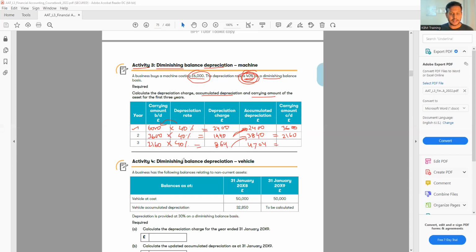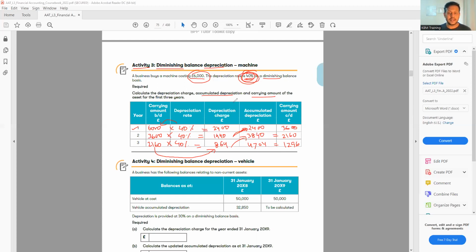And the carrying value, same thing: carrying value minus the depreciation gives us the carrying value at the end of year number 3. It's 1,296. That's it. That's how we can complete the table.